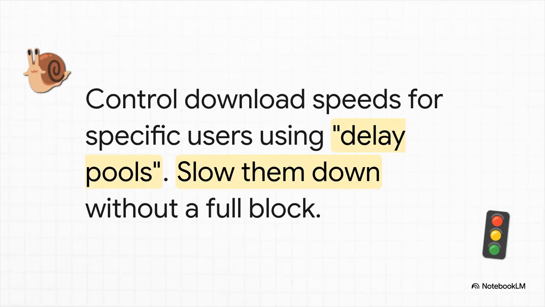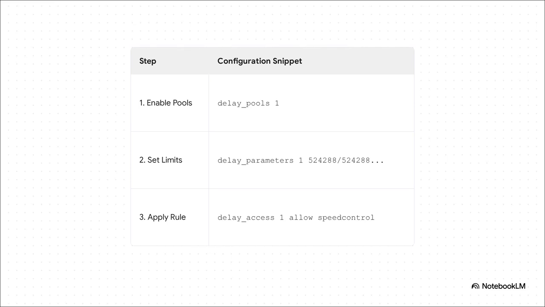But what if you don't want to block someone completely? What if you just want to slow them down? Maybe you've got somebody on the network who's always downloading huge files and hogging all the bandwidth. Well, Squid can handle that too. The feature is called delay pools, and it lets you put a speed limit on specific users or even entire networks. Now, this looks a little more complicated, but it's really just 3 pieces.